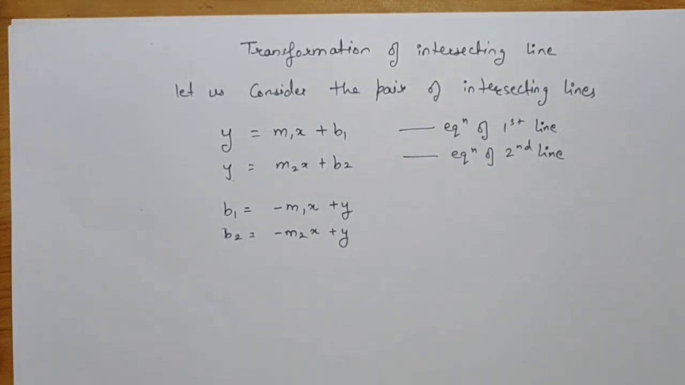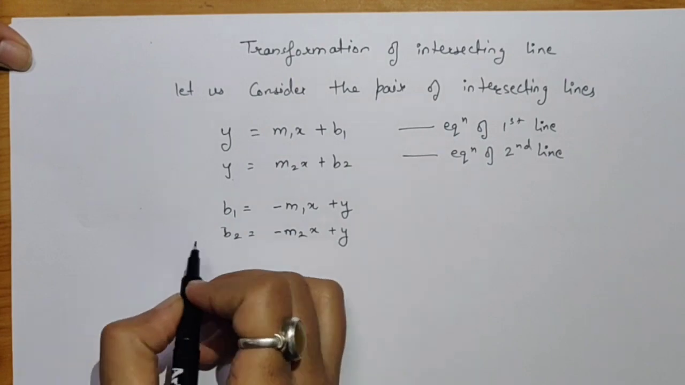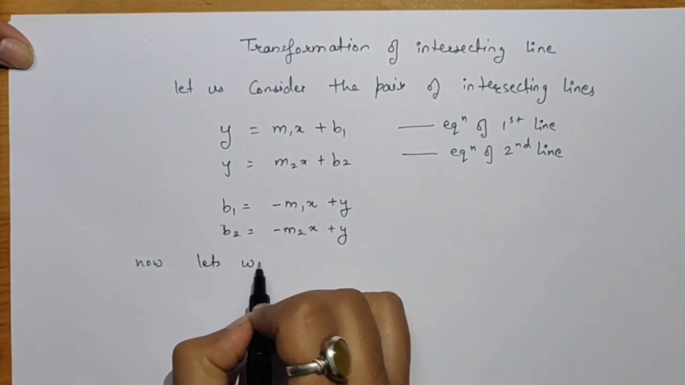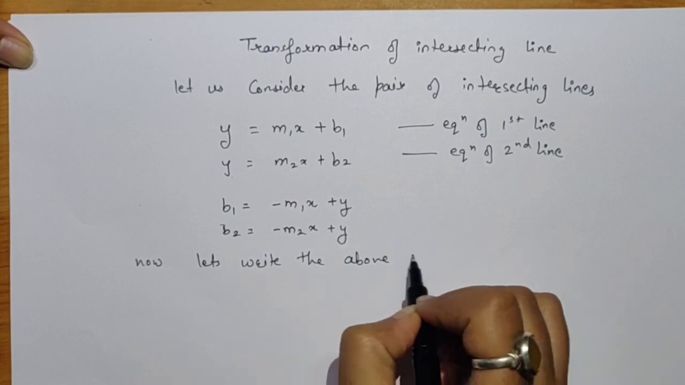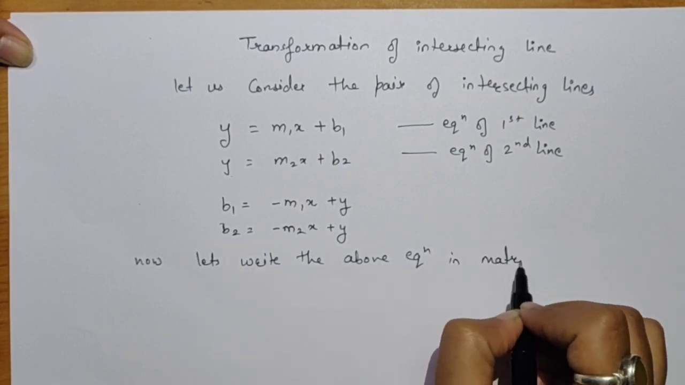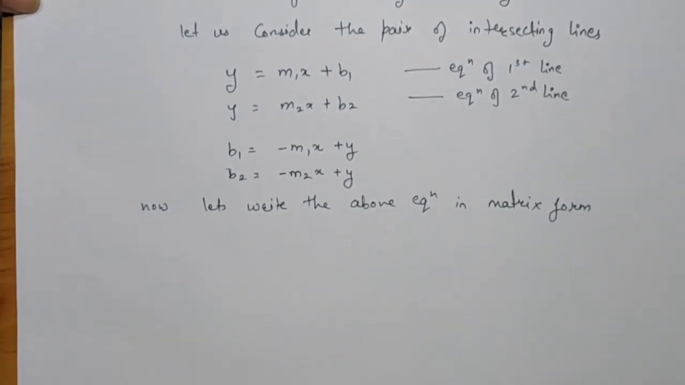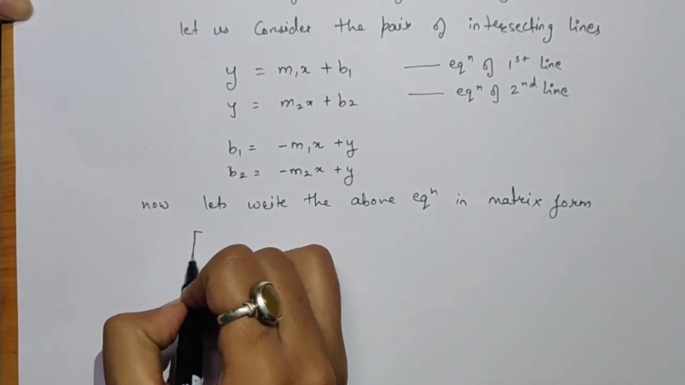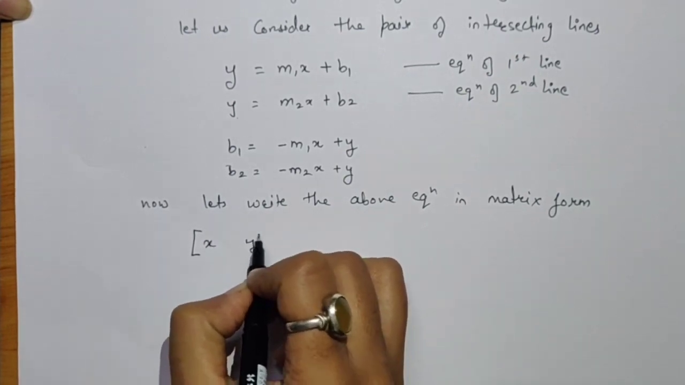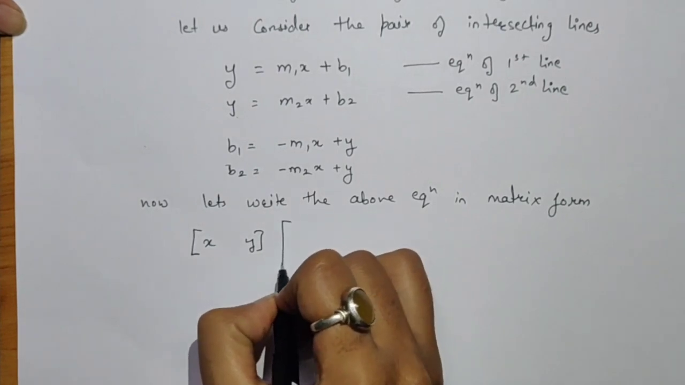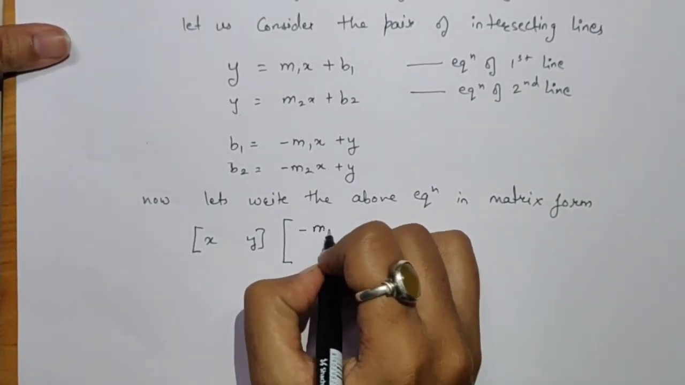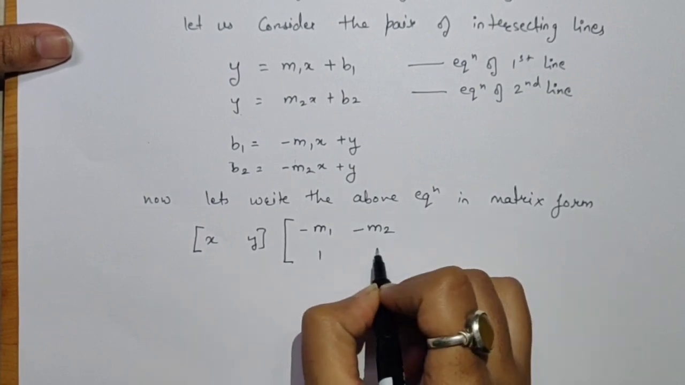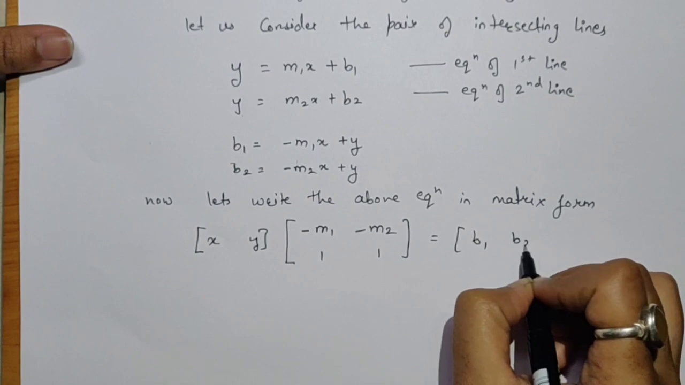Okay, so now we will write this equation in matrix form. In the matrix form, it will be x and y, the original points, and the transformation matrix will be minus m1, 1 in the first row, and minus m2, 1 in the second row, is equal to b1 and b2.